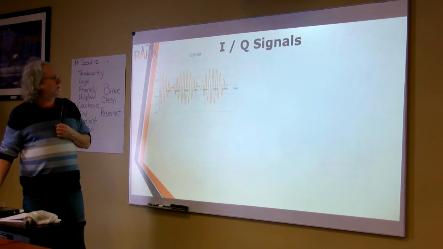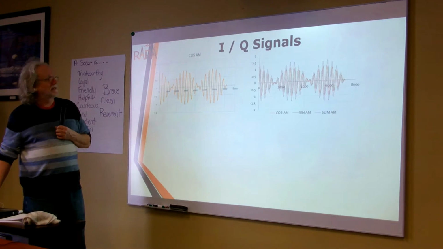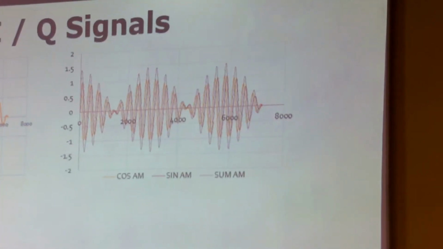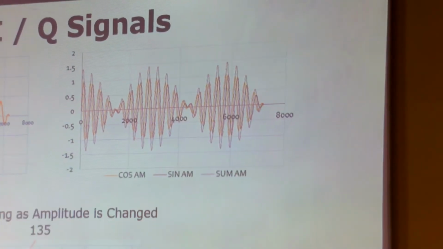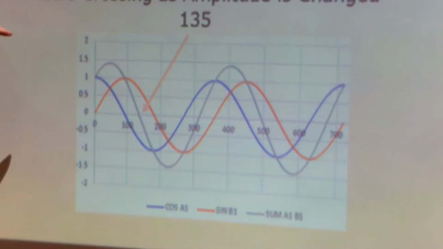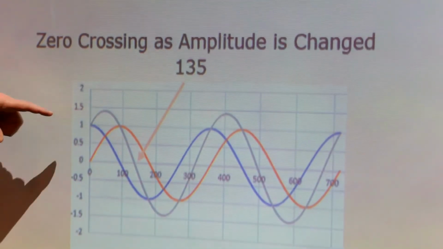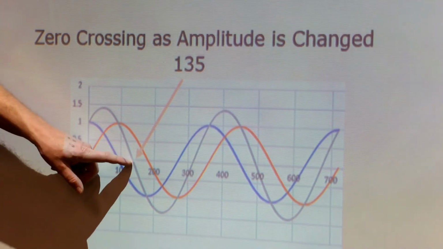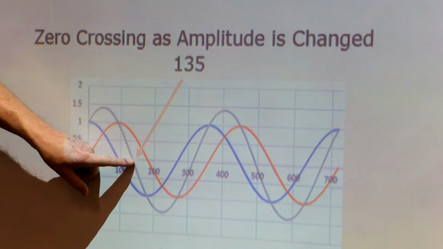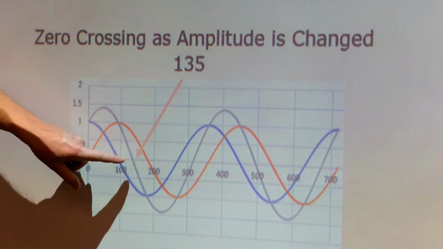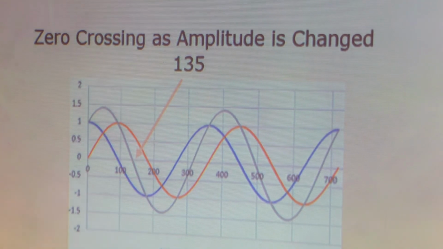So here's an amplitude modulated cosine wave. And so here's two amplitude modulated cosine waves, and the sum gives you an amplitude modulated sum waveform. So here's two waveforms, same amplitude, the summation, and you can see the zero crossing on this one is 135 degrees, which is a 45 degree difference between blue and the orange.